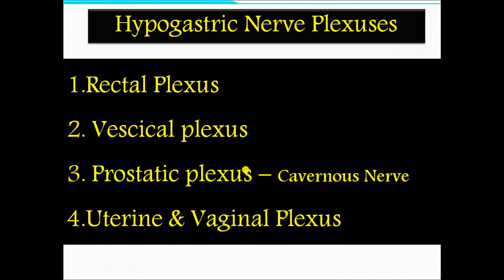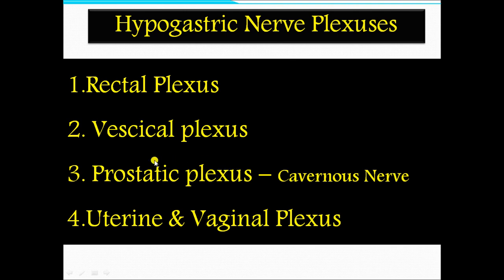Here we can see the different plexuses. One is the rectal plexus. It is formed along the inferior rectal artery and supplies the rectum. And the vesical plexus is formed around the vesical artery, and it supplies the bladder, the seminal vesicles, and the adjacent part of the ureters.